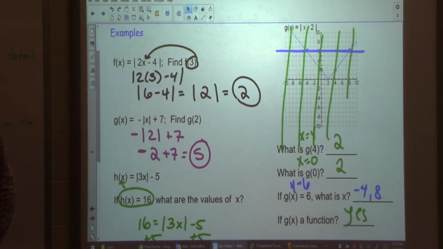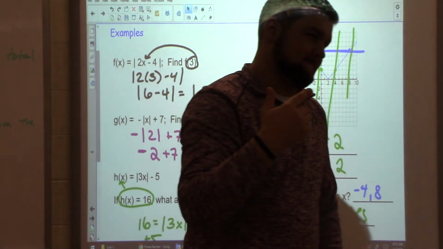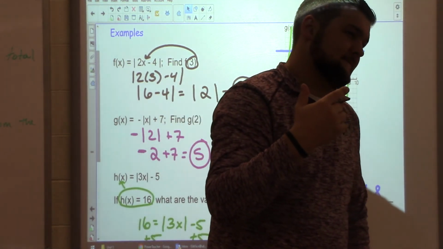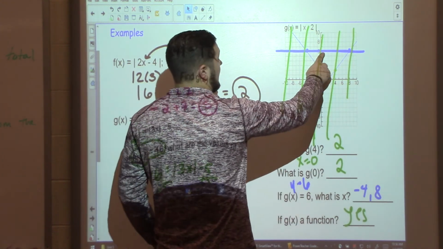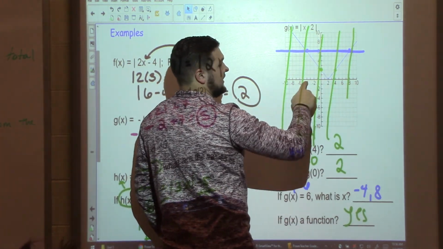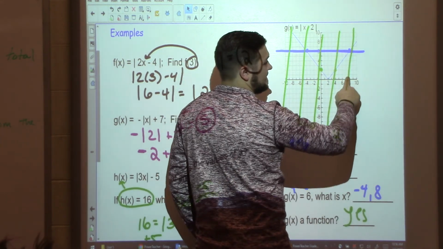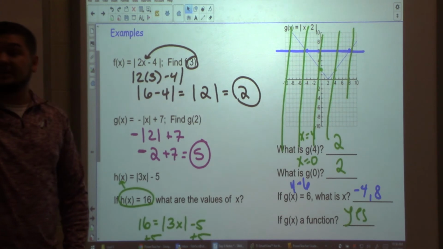Do we have any questions? Yes, Grace. When you did if the thing equals 6, what is x? How did you get -4? So when we're looking where y equals 6, that hits our graph right here at -4 and over here at 8, okay? Good question. Any other questions?